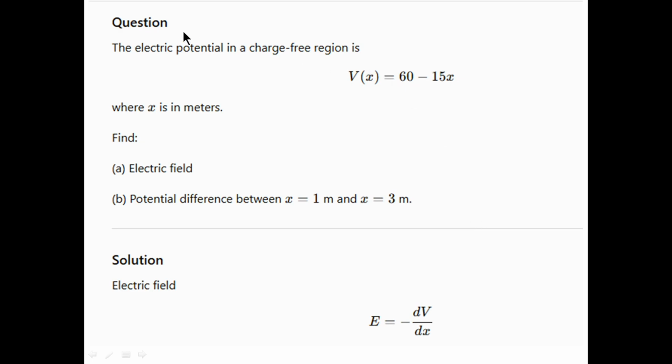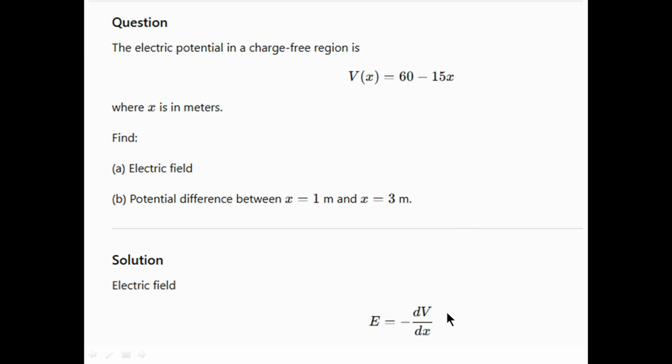Now the next question is an electric potential in a charge free region, so the Laplace equation applies. We have a potential V(x) is equal to 60 minus 15x, where x is in meters. First of all we have to calculate the electric field, which is nothing but the negative derivative of potential. And second is the potential difference between x is equal to 1 meter and x is equal to 3 meter. Now the electric field is E is equal to minus dV by dx.